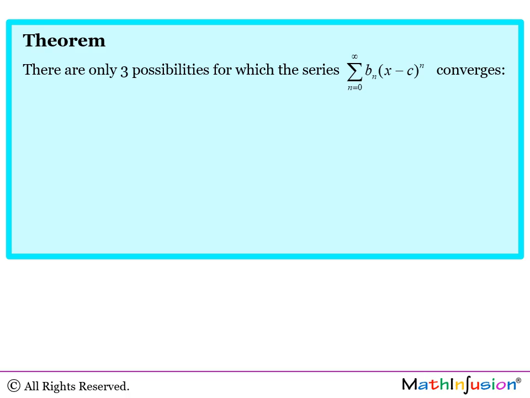Theorem. There are only three possibilities for which the series sigma n runs from 0 to infinity of b_n (x minus c)^n converges.